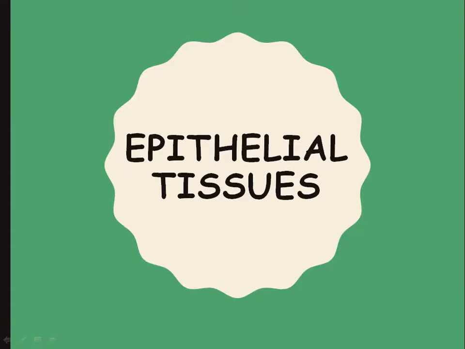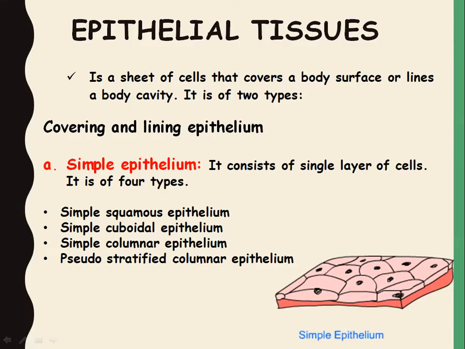Now we start with the epithelial tissue. The epithelial tissue is a sheet of cells that covers a body surface or lines a body cavity. It is of two types, covering and lining epithelium. First one is simple epithelium. It consists of a single layer of cells and it is of four types. First one is simple squamous epithelium. Second one is simple cuboidal epithelium. Third one is simple columnar epithelium. And fourth one is pseudostratified columnar epithelium.